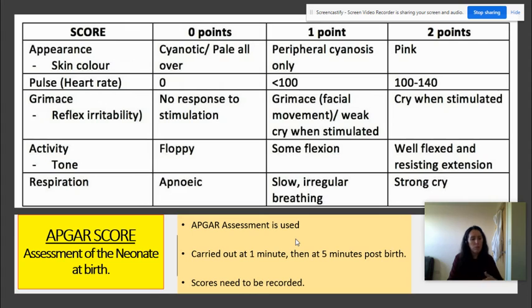All right, so we've done a very brief history. We have done an initial assessment. We have made sure the baby's warm, and now we have done the APGAR. So all that's left to do is to check the red flags, hopefully, she says.